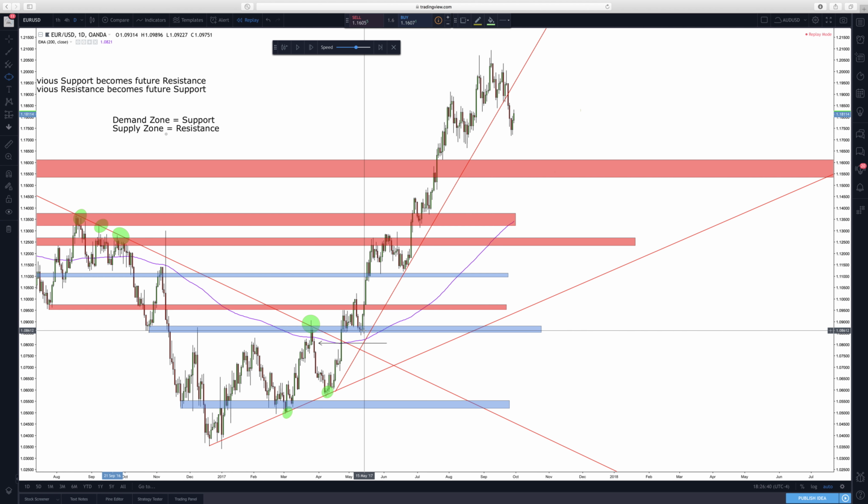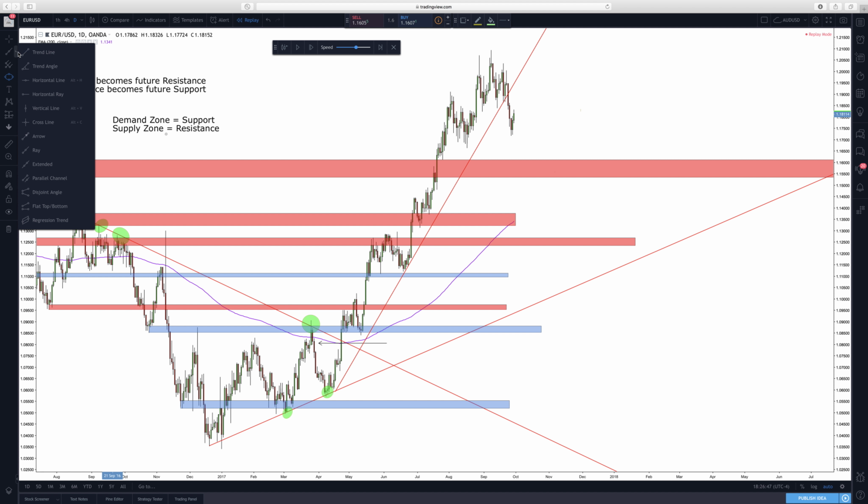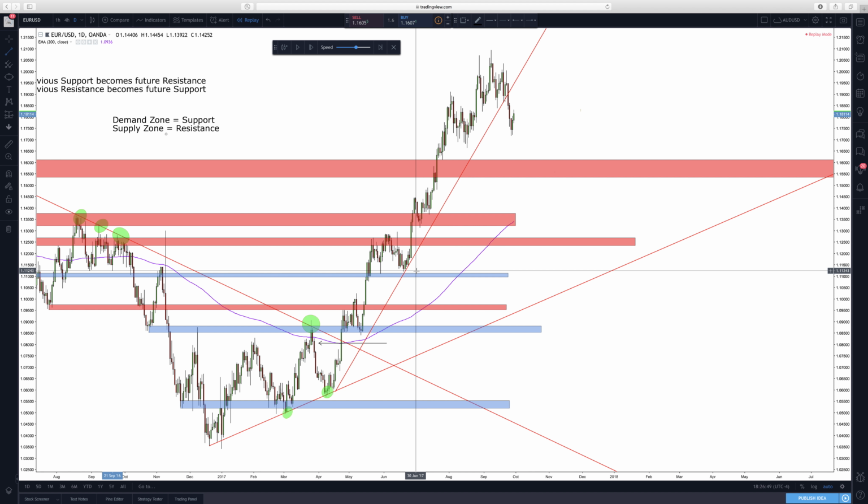We saw this as a support zone. We saw the nice double bottom. We saw price go up, and it's respecting these points. Now you always want to buy low and sell high. I'm sure you guys have heard this before. Buy low and sell high.